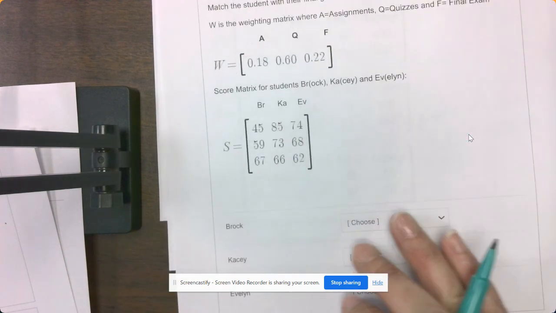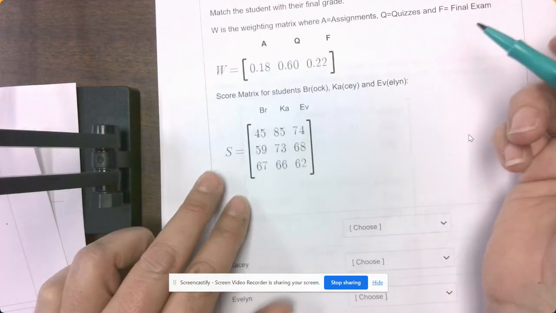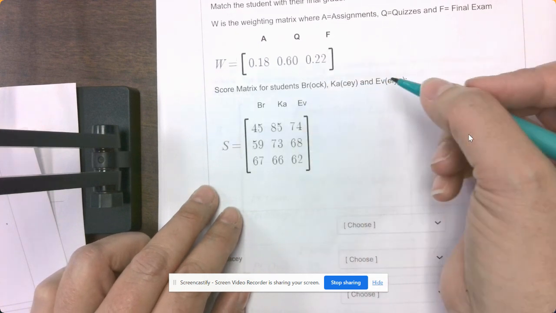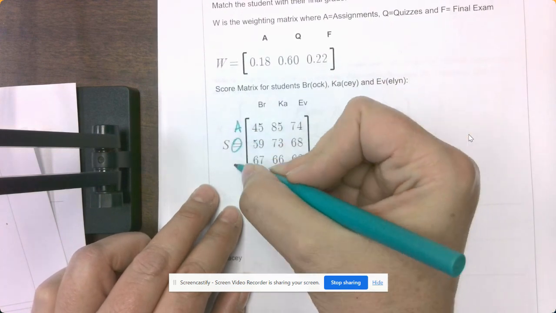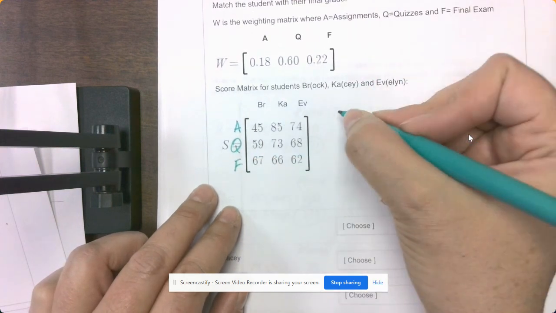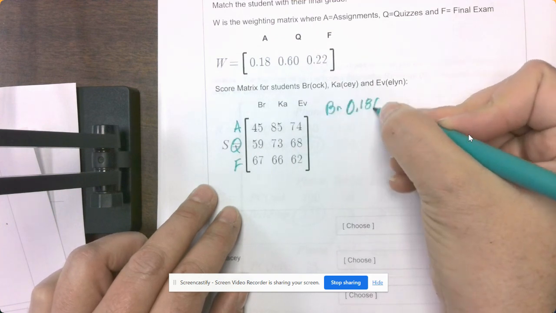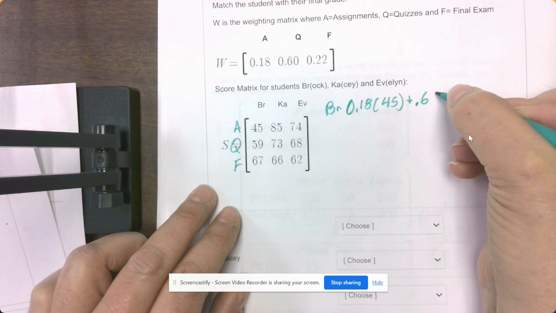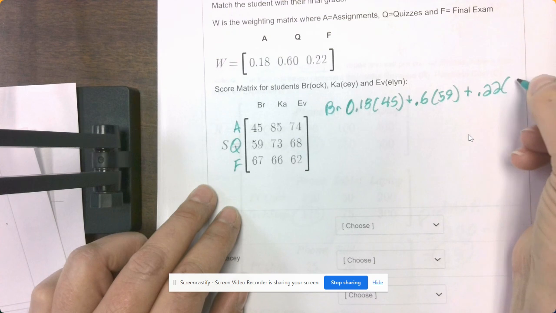Okay, match the students with their final grades. Okay, so score the matrix below, everybody. So where the matrix is assignments, quiz, and final. Okay, so we're going to take and multiply all of these by that. So for Brock, it's going to be 0.8 times 45 plus 0.6 times 69 plus 0.2 times 67.